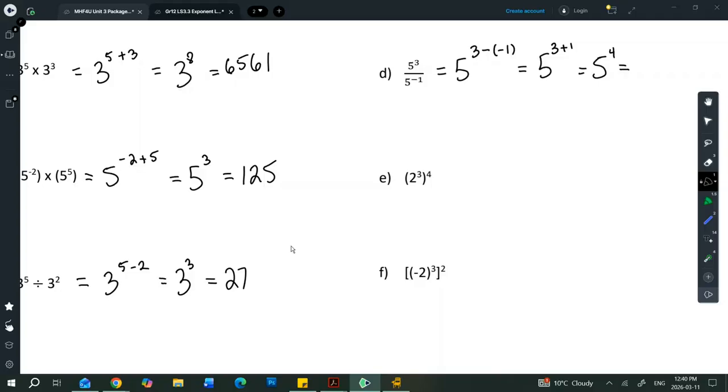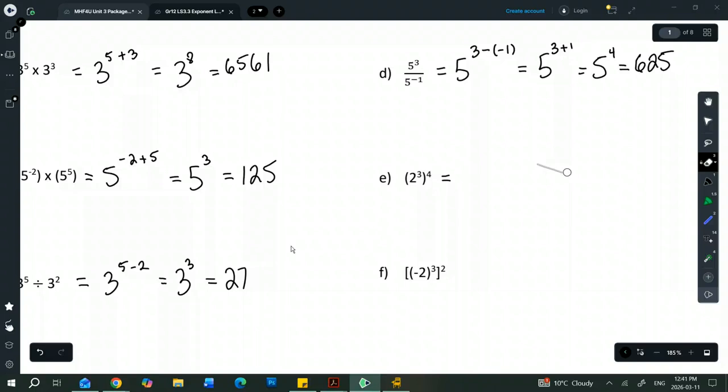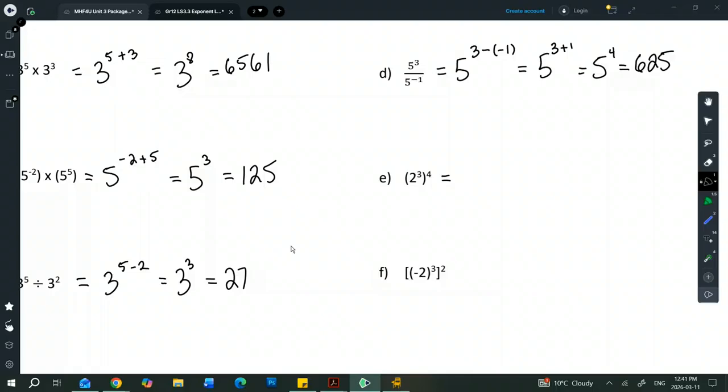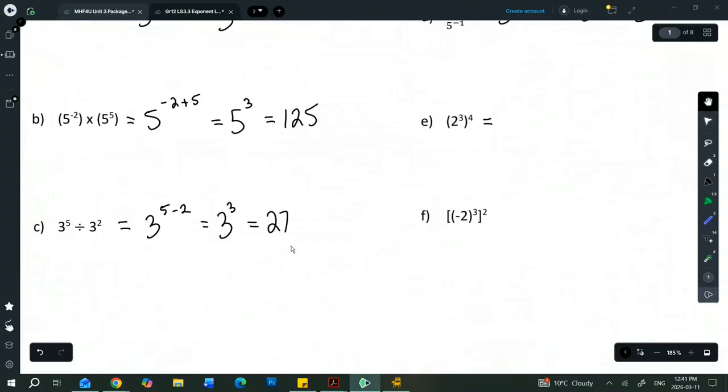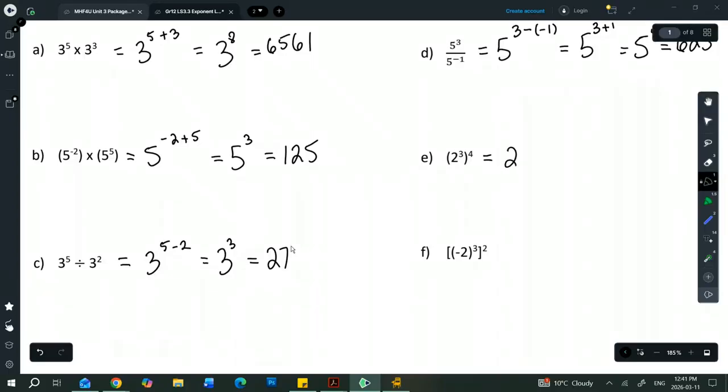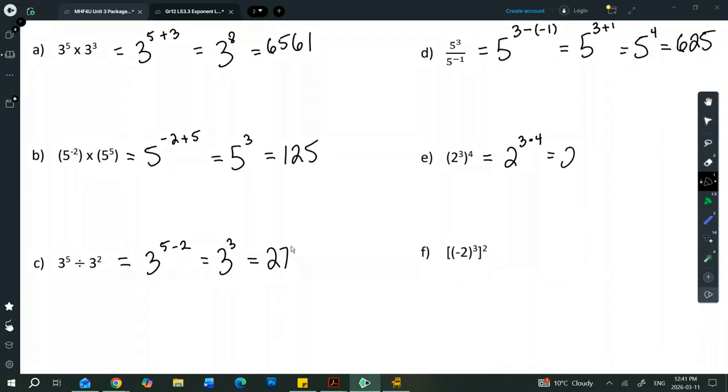What'd you get? 625, perfect. Okay, what would we do for E? What rule does this look like to you? Multiplying the exponents? So is it 2 different bases being multiplied though? So it's more in this format, right, where it's the power of a power. So what should we do with the exponents then? Yeah, okay, perfect. So power rule, keep the base, do 3 times 4, we'll get 2 to the 12.